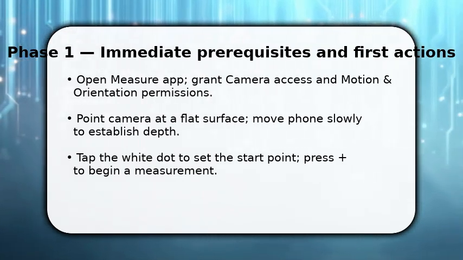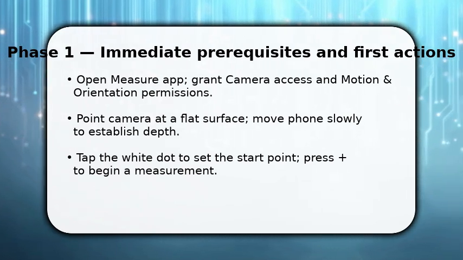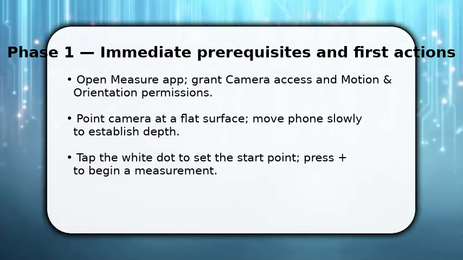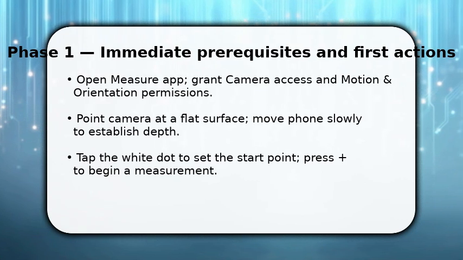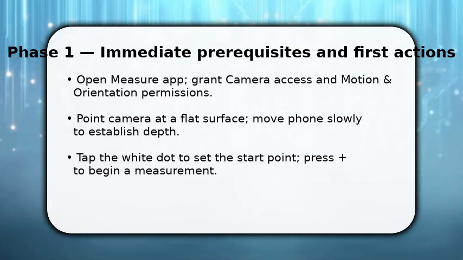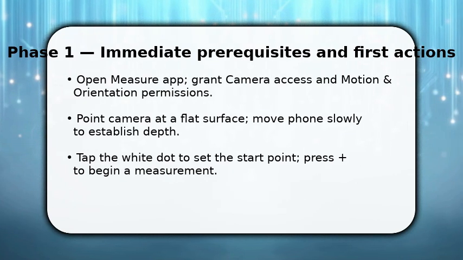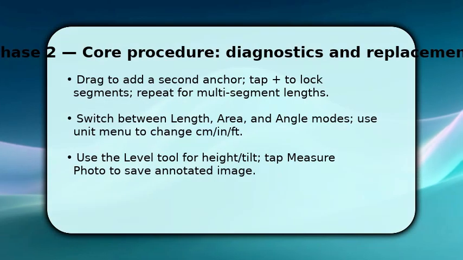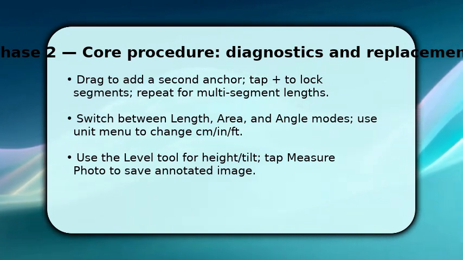Tap the dot once to anchor, then press the plus or drag to the next point to start measuring. Make sure to keep the object fully in frame while you place that first anchor point. Now continue by dragging the reticle to the next edge and tapping plus to lock the second point. You can repeat this to create multi-segment paths for irregular shapes.